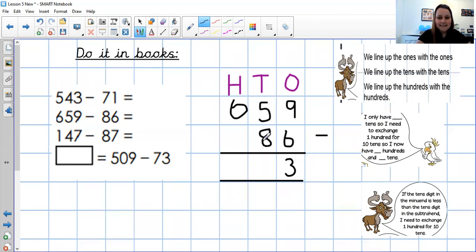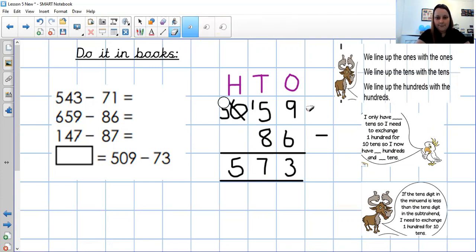5 tens subtract 8 tens. I know I need to exchange here. So I've now got 500s and 15 tens. 15 subtract 8. So that's going to leave me with 7. And then 500 subtract 0 is going to leave me with 500. So the answer to the second question is 573. Okay, I'm going to rub that one out. And let's have a go at the third question.